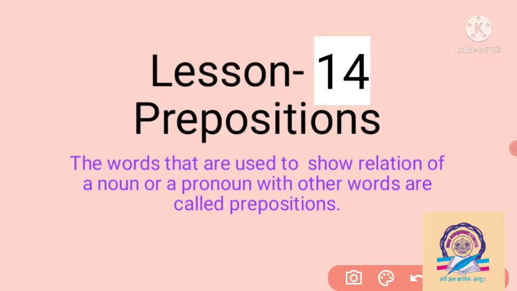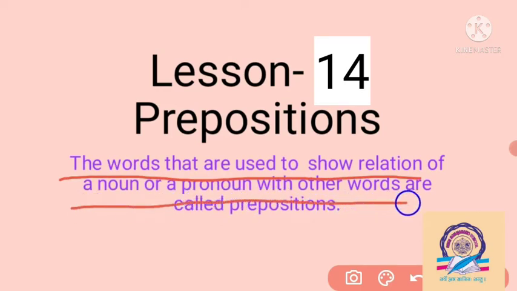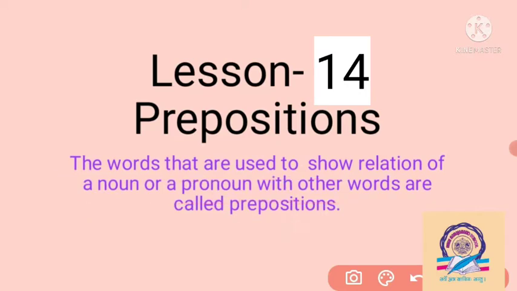So, what is a preposition? The words that are used to show the relation of a noun or a pronoun with other words are called prepositions. We can say that the words that are used to show the relation of a noun or pronoun with other words are called prepositions. Here, the position is given.